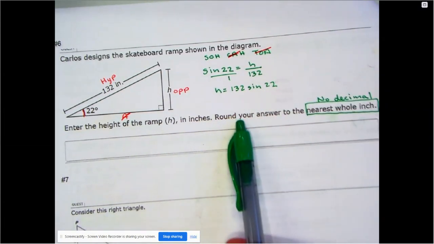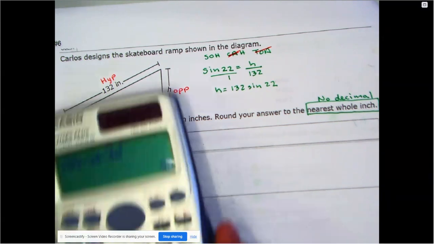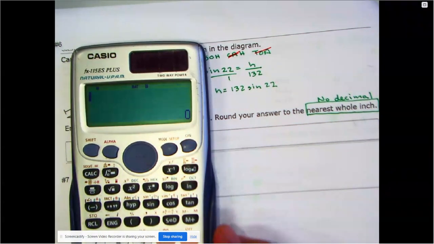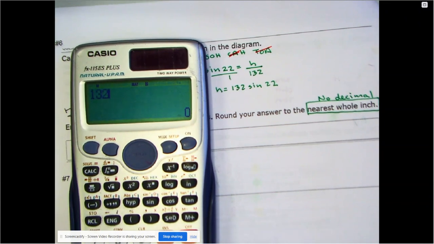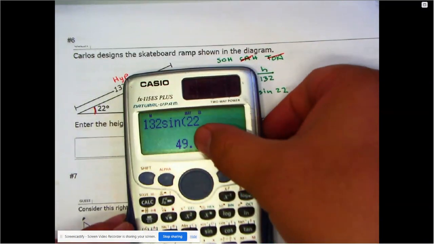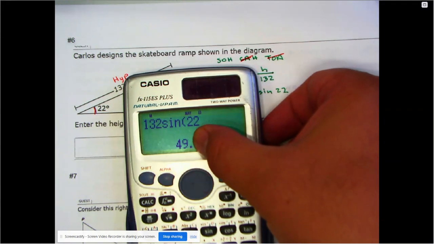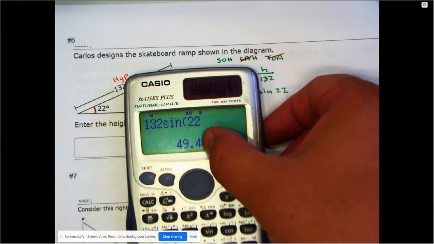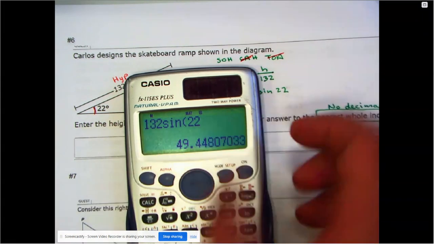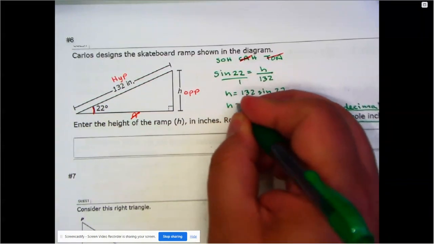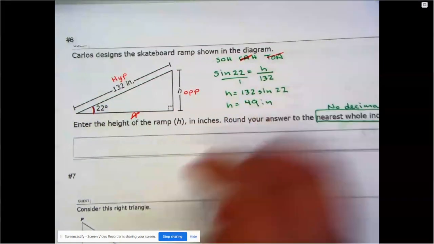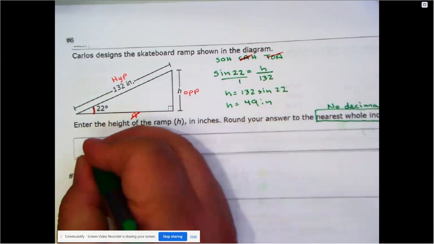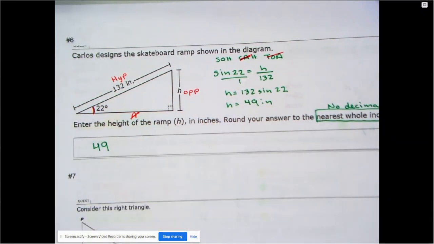And yeah, we're ready for the calculator. As soon as you see that H all by itself, we are ready for the calculator here. So let's see what it says. 132 sine of 22. Remember what they said? They wanted a nice whole number. So that means my answer is either 49 or 50. Remember, those are my two options. 49 or the next one is 50. But because that's just a number 4, we're going to stay at 49. So there's my answer. The height would be 49 inches. And they said, enter the height of the ramp in inches. So all we're going to do is enter the number 49 in the box.